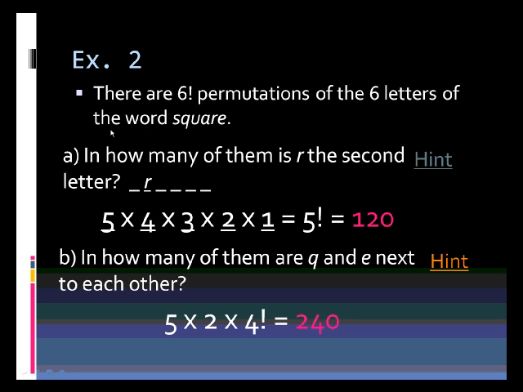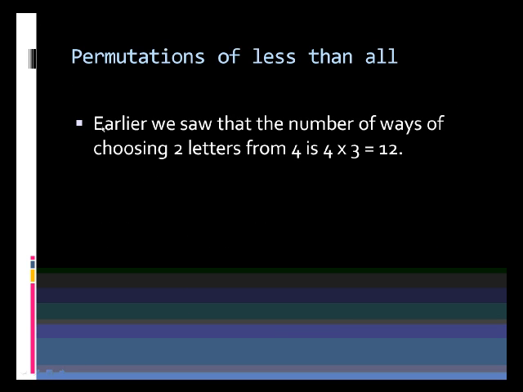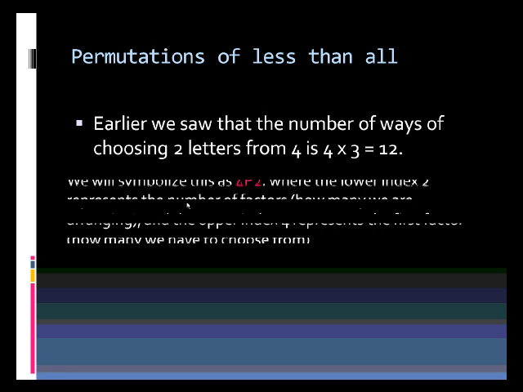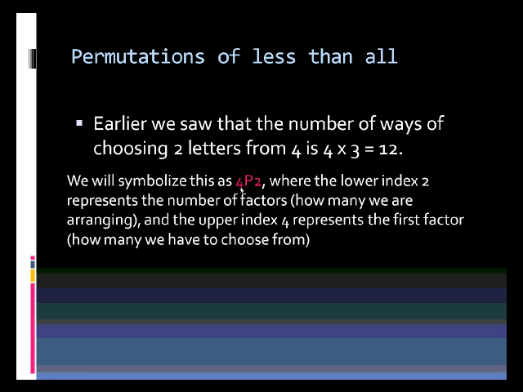All right, so earlier we had A, B, C, D, and we only wanted to choose 2 letters. We arranged 2 letters. And we found out that we had 12 permutations of them. 4 times 3. Okay? So if I am choosing 2 letters from 4, the way I'm going to write that is little 4, big P, little 2. These are subscripts. These are numbers written below the letter.